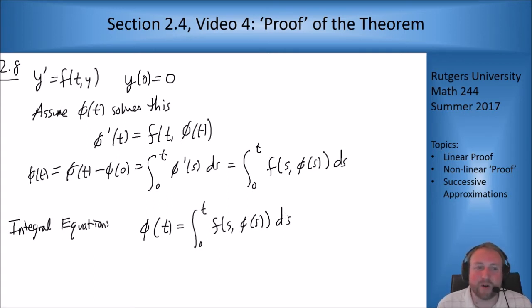And the main thing here is that we don't have any derivatives anymore. There is just phi on the left and phi on the right. There is no phi prime anymore. And that's what's going to end up helping us out.